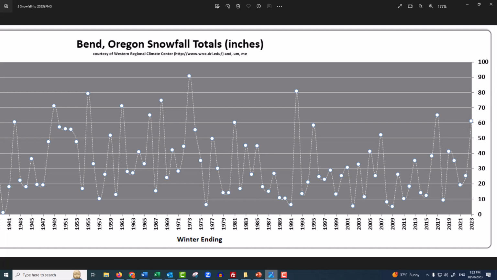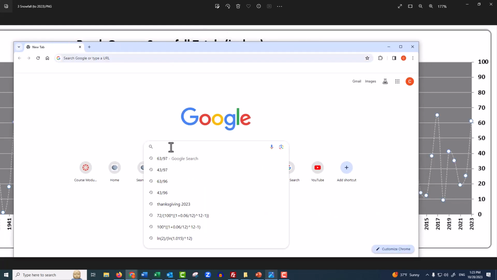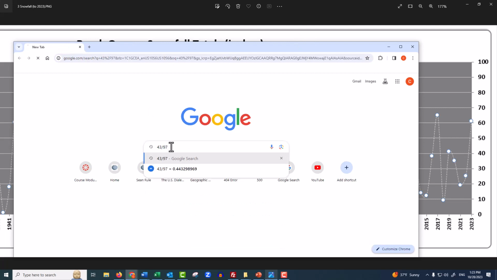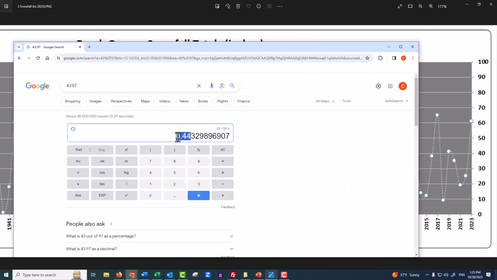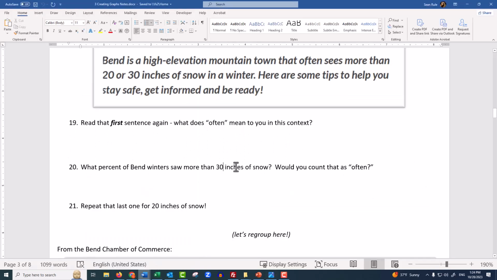I count 43 years. So if I pull a window over here and I do 43 divided by the 97 years there are, I get 44% of years get more than 30 inches of snow. So by my definition of often, that's not often. I said the majority, more than 50%. So by my definition, 30 inches of snow does not happen often. Happens a lot, but not often.